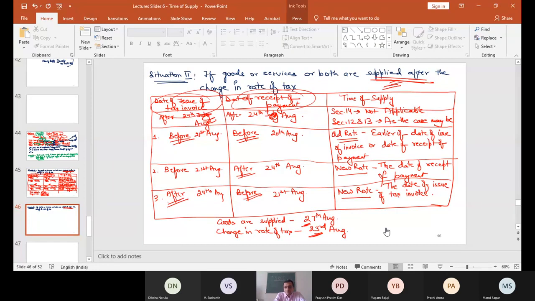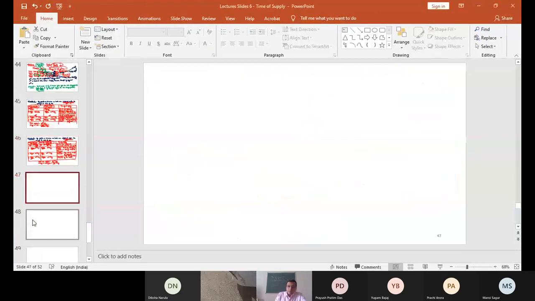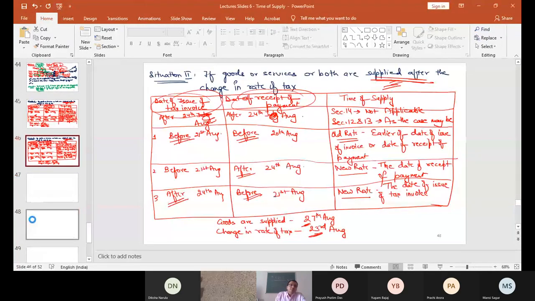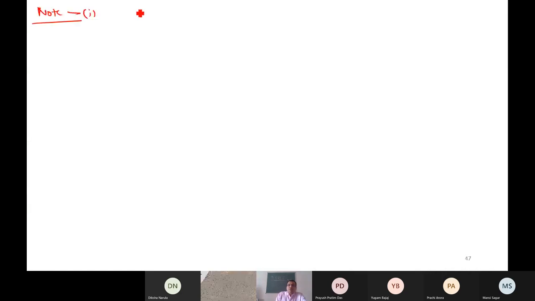Next point. Then there are some notes which need to be explained to you. Some points to be noted. Note one: how to determine the date of the receipt of payment. How do you determine the date of receipt of payment?